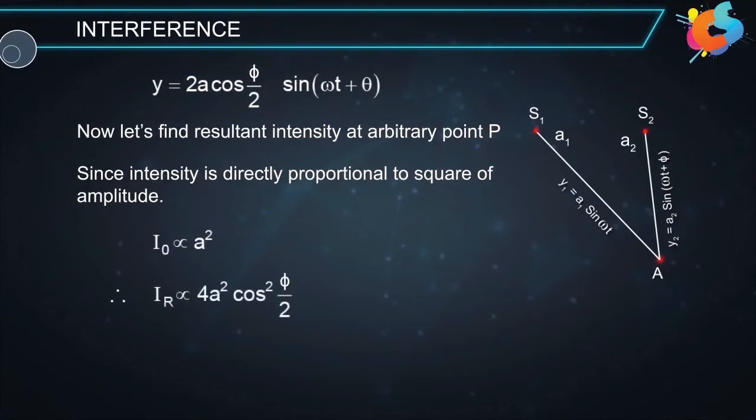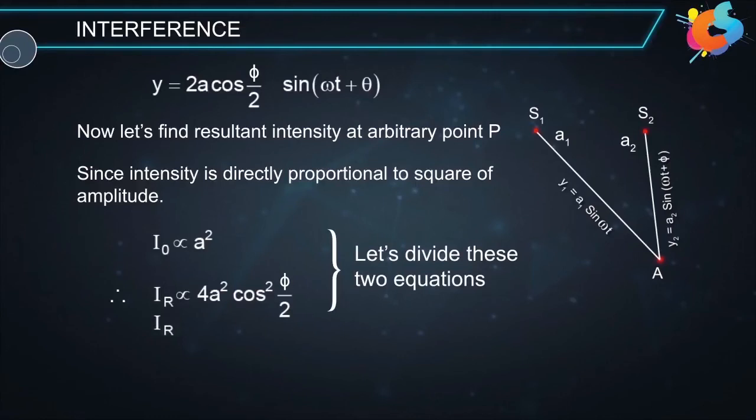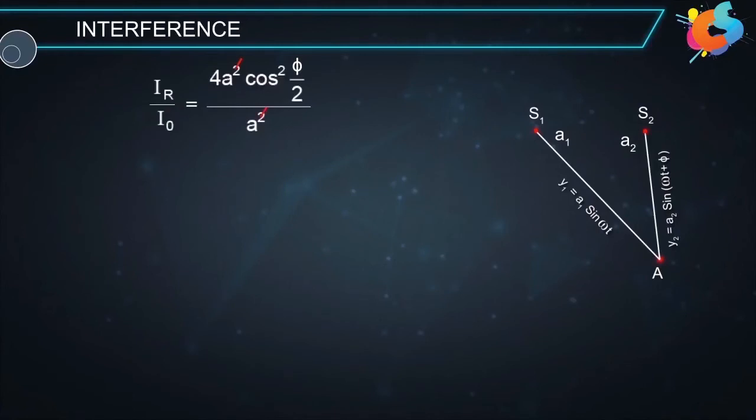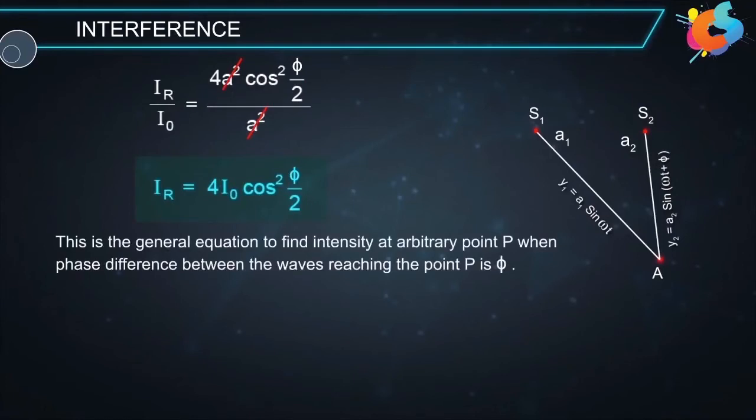The resultant intensity at the point P is directly proportional to the square of the amplitude, and after simplification we get I_R proportional to 4a² cos²(φ/2). Dividing these two, I_R by I₀ is equal to 4a² cos²(φ/2) by a², and I_R is equal to 4I₀ cos²(φ/2). This is the general equation to find the intensity at point P when the phase difference between the waves reaching the point P is φ.